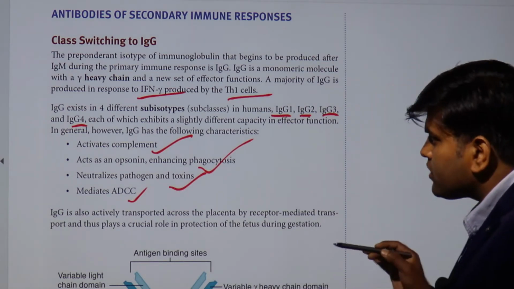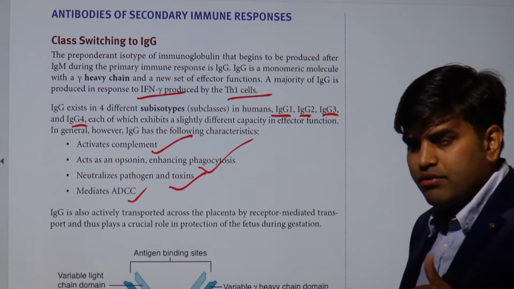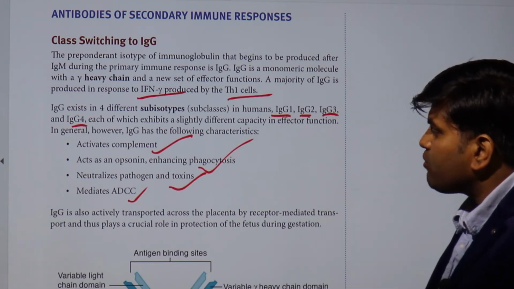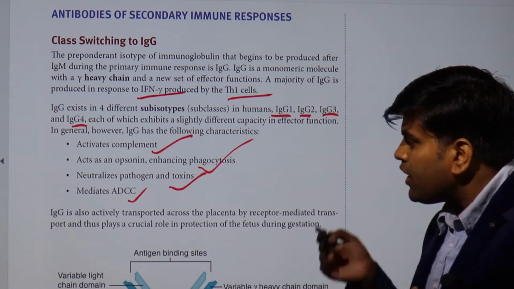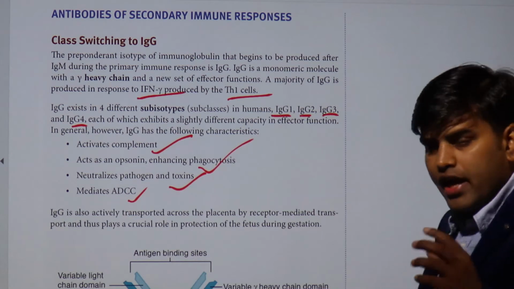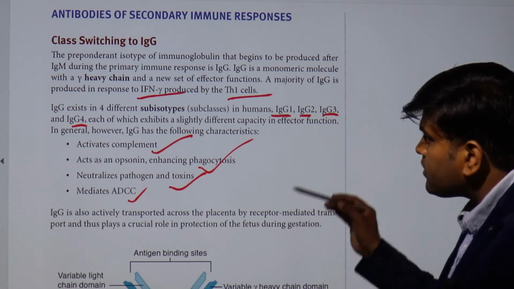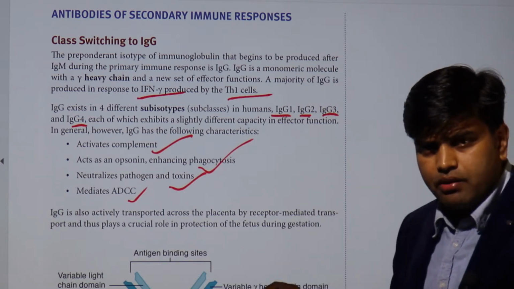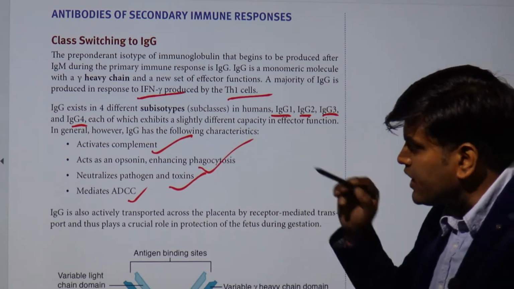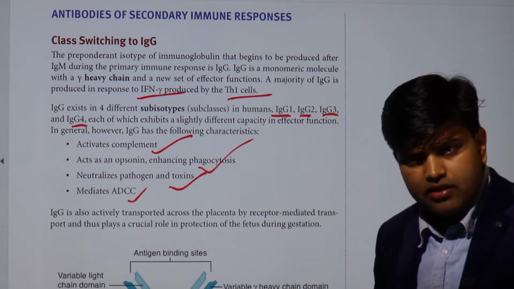So the functions present after class switching to immunoglobulin G are: number 1, activate complement; number 2, act as opsonin that enhances phagocytosis; number 3, neutralize the pathogens and the toxin; and number 4, mediate antibody dependent cellular cytotoxicity and kill that cell. So the function of immunoglobulin G is very important because it activates the complement, acts as the opsonin, neutralizes the pathogen and toxin, and mediates ADCC and clears the pathogen.